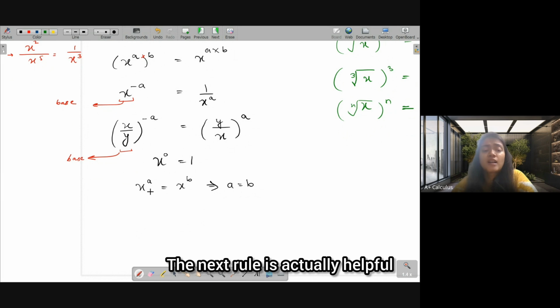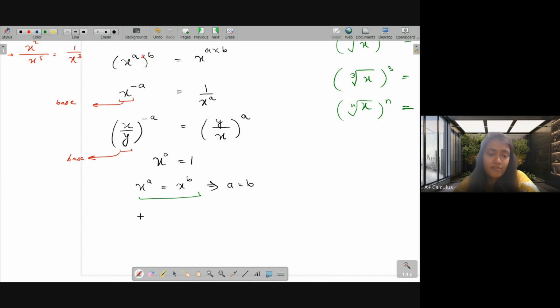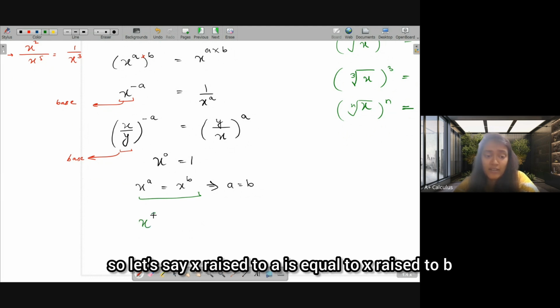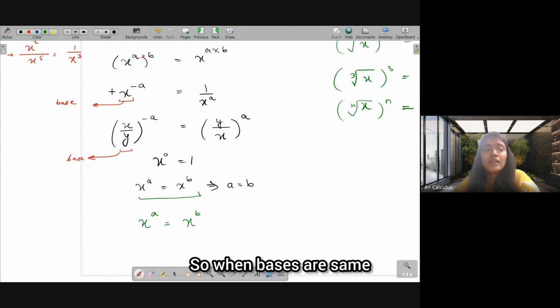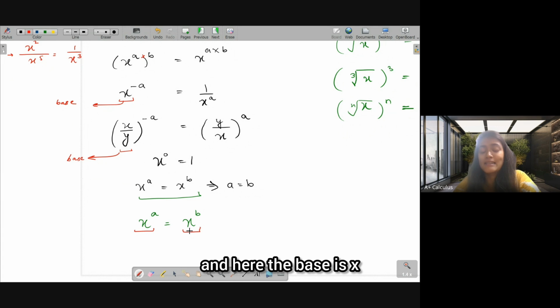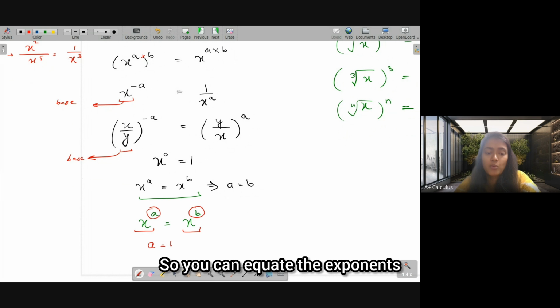The next rule is actually helpful when you have to solve exponential equations. So let's say x raised to a is equal to x raised to b. When the bases are the same, here the base is x and here the base is x, in that case, you can equate the exponents.